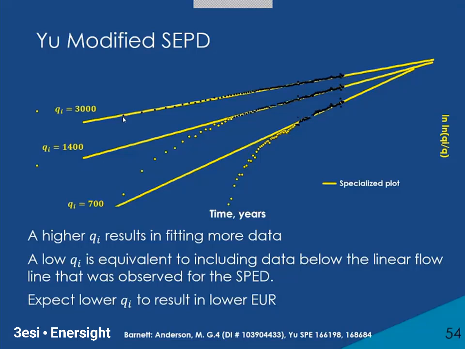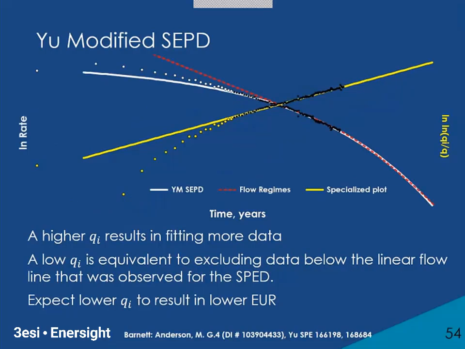In Yu's publication, he said his specialized plot is really telling you where linear flow is. And to a certain extent it is, but if I say I'll pick a different Q, then I have a different linear flow period. So having said all of that, how well does it work? His equation is shown in white, and I'm comparing it with the flow regime equation. And he's getting virtually the same fit that I would get using the flow regime equation.